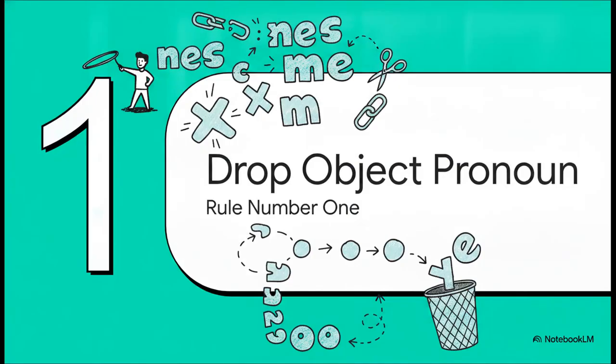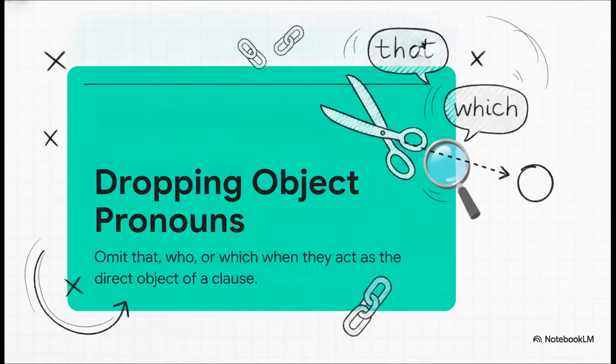Number 1. Dropping the object pronoun. So this first rule is basically all about trimming the fat, identifying and removing words that you simply do not need. We can reduce relative clauses when they're introduced by that, who, or which, and when they act as the direct object of a clause. Simply put, if the pronoun is the object receiving the action inside that little mini-sentence, we just chop it out entirely. It is literally the absolute easiest way to tighten up your sentences.